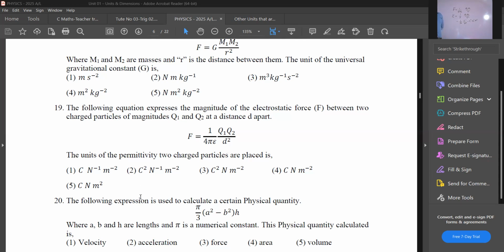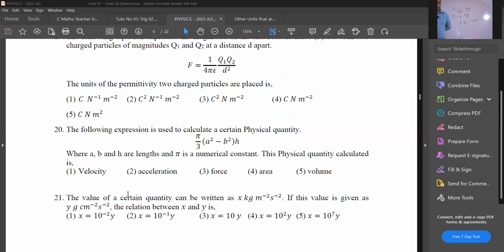Okay, the last question, number 20. So what is the answer? What is the answer for question number 20?